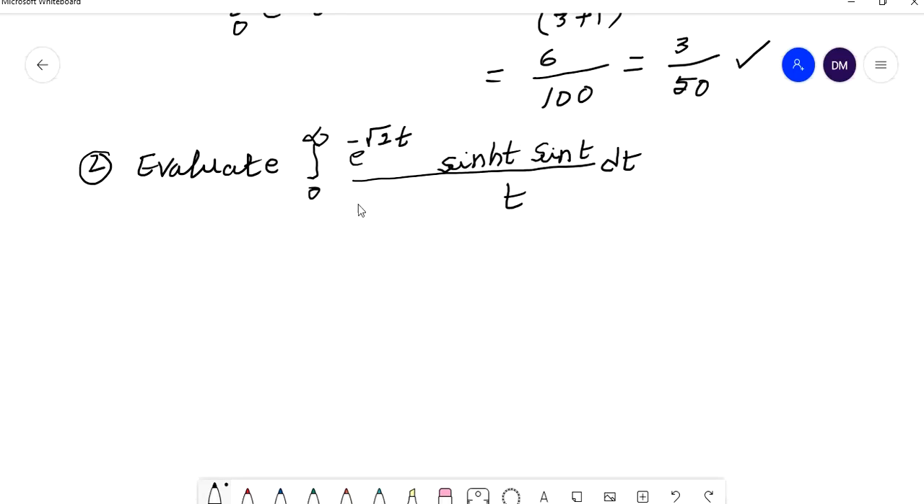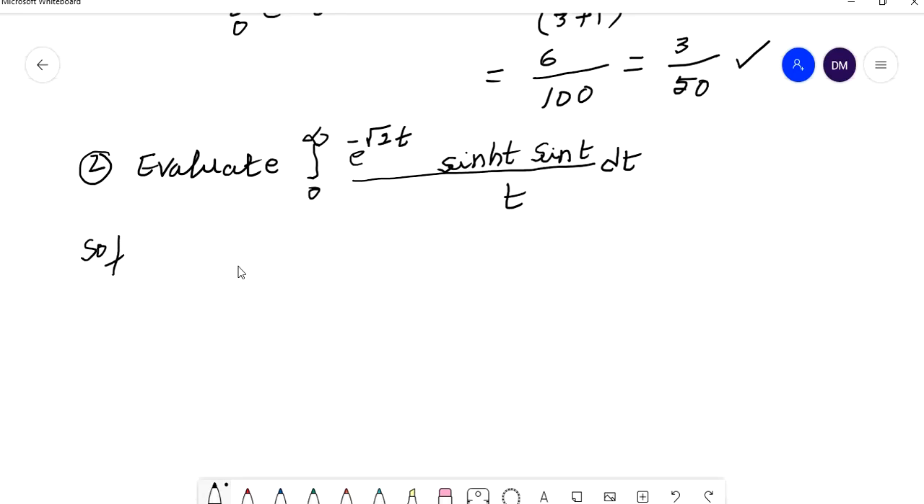How can you evaluate it? First we have to observe the form of the given integral. Here the given integral is in the form of the integral from 0 to infinity of e^(-st) times something. So we can evaluate this integral by using the definition of Laplace transform.